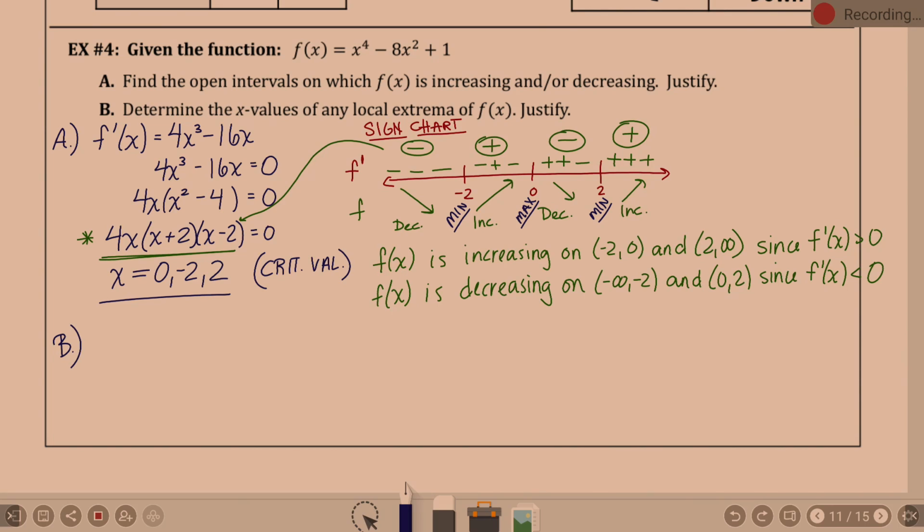I am not with you on why 2 is a min. Because we decreased from the left, so we decreased down to it, and then we increased away from it. These are all x values, not y values. Correct.